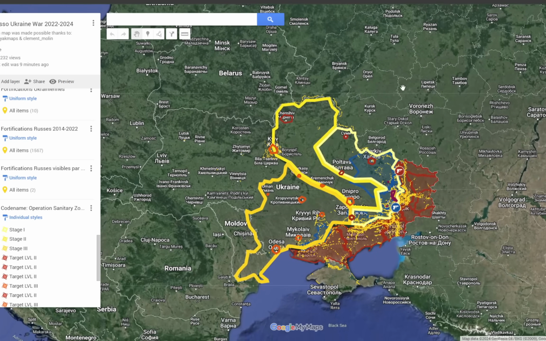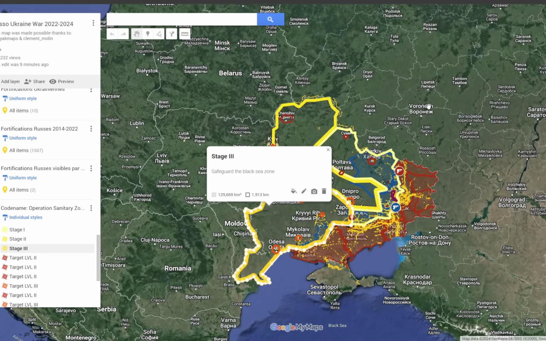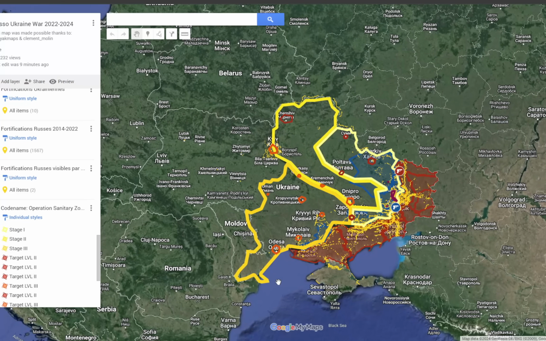The third stage is the one here to the south that is not just safeguarding against the long-range weaponry such as ATACMS and Storm Shadow missiles, but also safeguarding the Black Sea against Ukrainian strikes on Russian ships, the Russian Black Sea Navy, and Crimea. The distance between Crimea and southern regions such as Odessa and Mykolaiv is somewhere around the 200-kilometer mark.